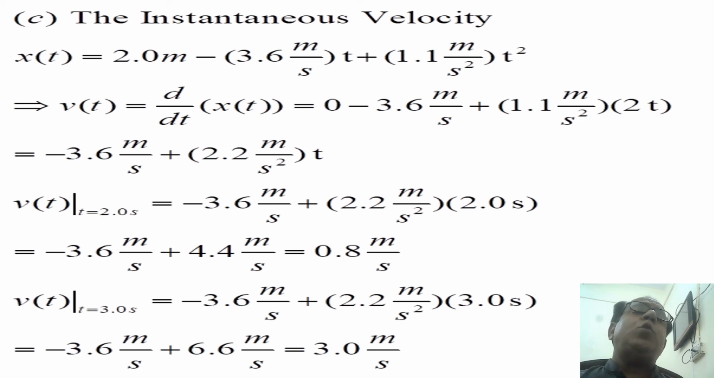Now we find the value of v(t) at t equal to 3.0 second. We will simply put 3.0 second in place of t. So v(t) at t equal to 3.0 second alternatively becomes equal to minus 3.6 meter per second plus 2.2 meter per second square into 3.0 second.